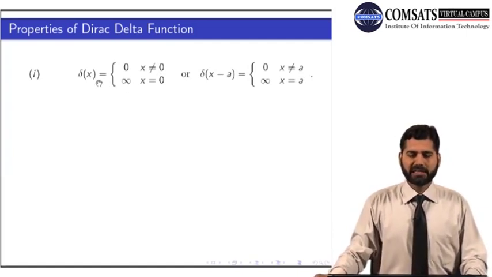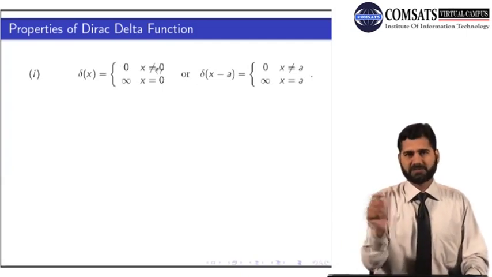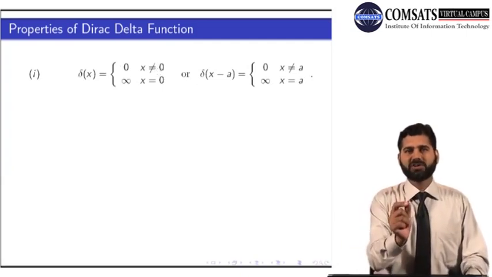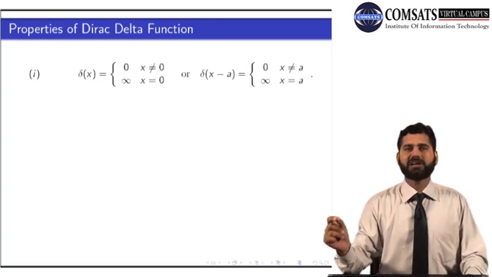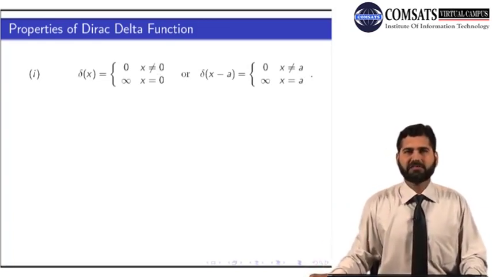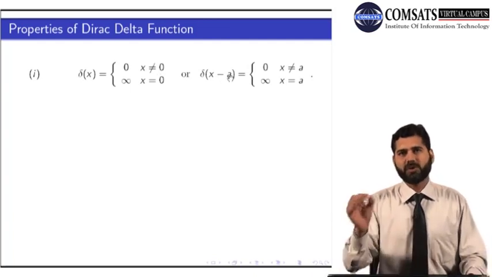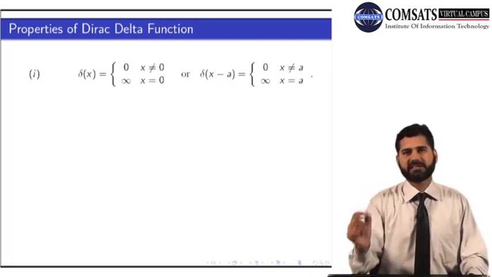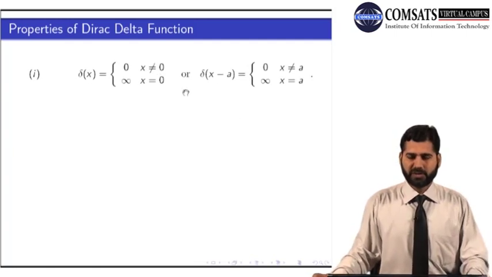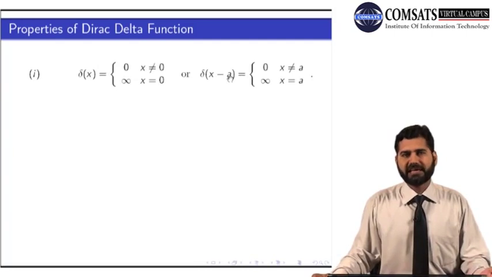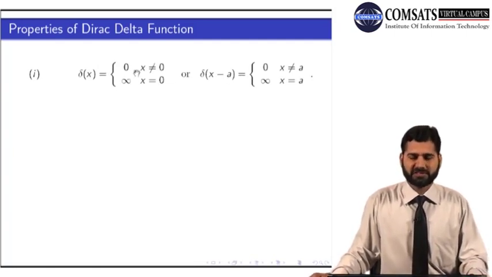You can define the Dirac delta function somewhere else as well. Let's say you don't want the impulse at 0, you want the impulse at a. Then you can define the Dirac delta function as delta of x minus a. It will be 0 if x is not equal to a, and it will be infinity if x is equal to a. So it gives you an impulse at x equal to a. You can define these two functions, and the first is the special case of this one: if I take a to be equal to 0, then I have this function.